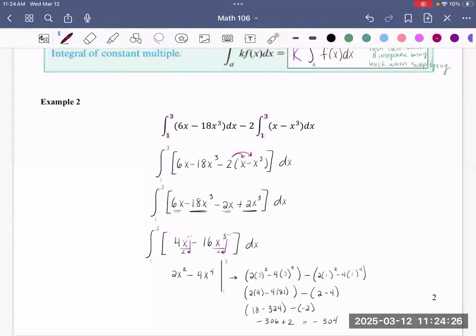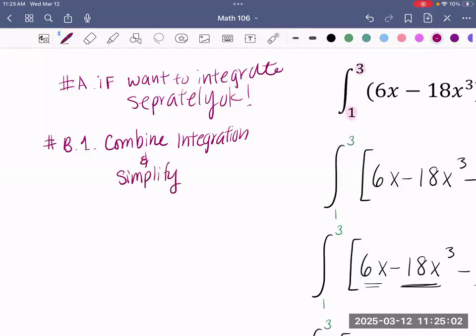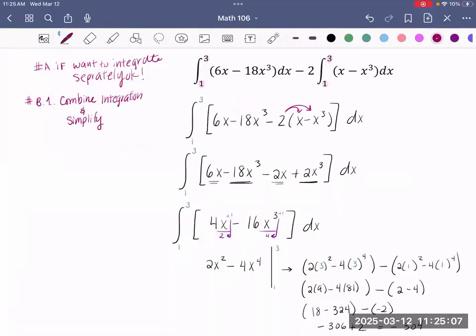So, kind of a step-by-step process to recap what we did. So A, if you want to integrate separately, okay. Or step B, part 1, is to combine the integration and simplify. And then over here, we get to integrate. And then step B3, we can go ahead and plug in the interval, f of B minus f of A.